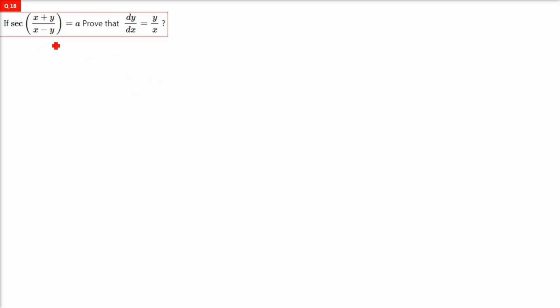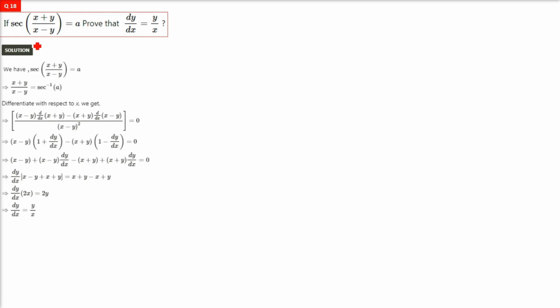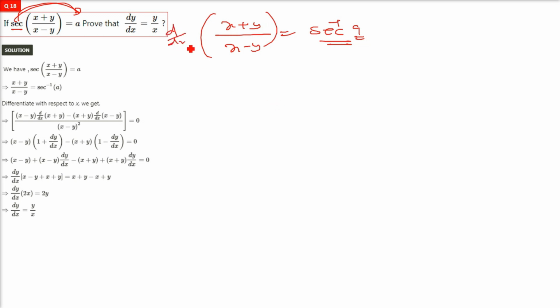So sec x plus y by x minus y is equal to a. So we have to prove this. And we know the sec inverse, what is the differential, and the best way is to bring this sec on right hand side. What is the benefit of this? So x plus y divided by x minus y, sec I am bringing it here. So it will be sec inverse A. So when we differentiate it, the right hand side is going to be 0 because it is A. It will be a constant. So we just have to concentrate on the left hand side differentiation.